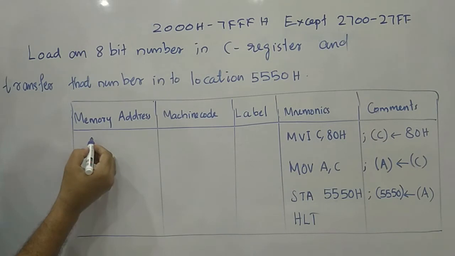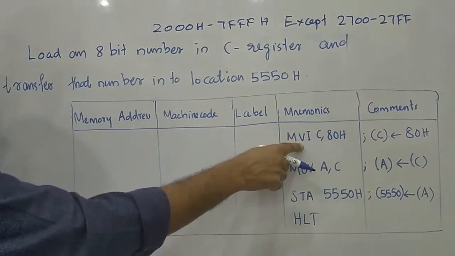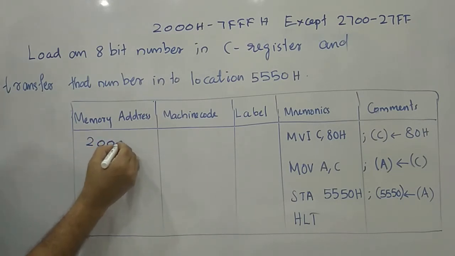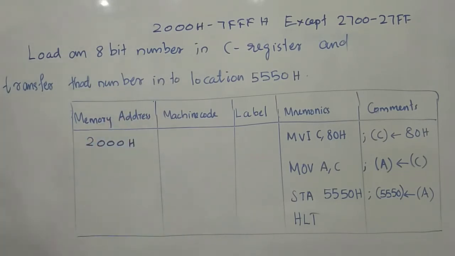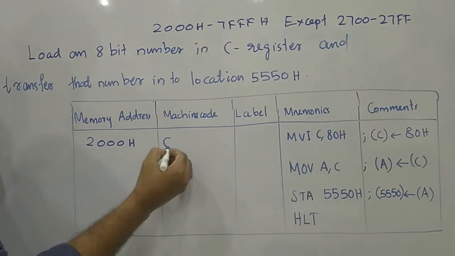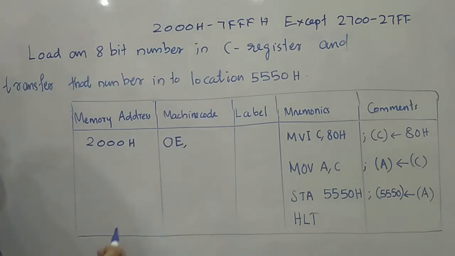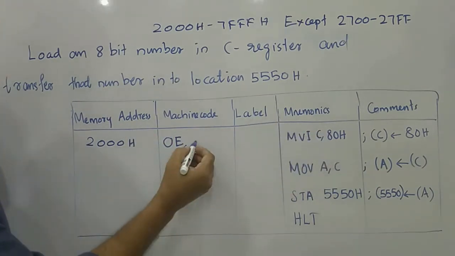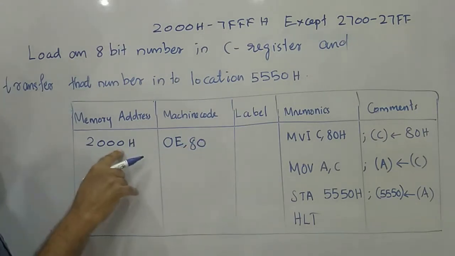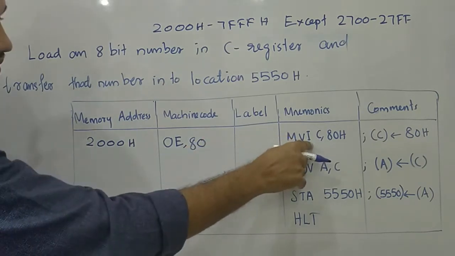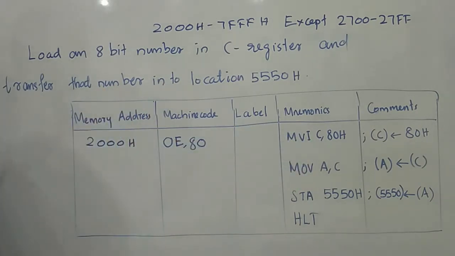So the memory address at which I am going to save the opcode corresponding to this program starts from location 2000H, that you need to write over here. Then what is the opcode corresponding to MVI C, data 8? It is 0E. So in 2000 you will save 0E. Then you need to save 80, that is in 2001 you need to save this data. In order to save this instruction, it requires two consecutive locations. So this is a 2-byte instruction.